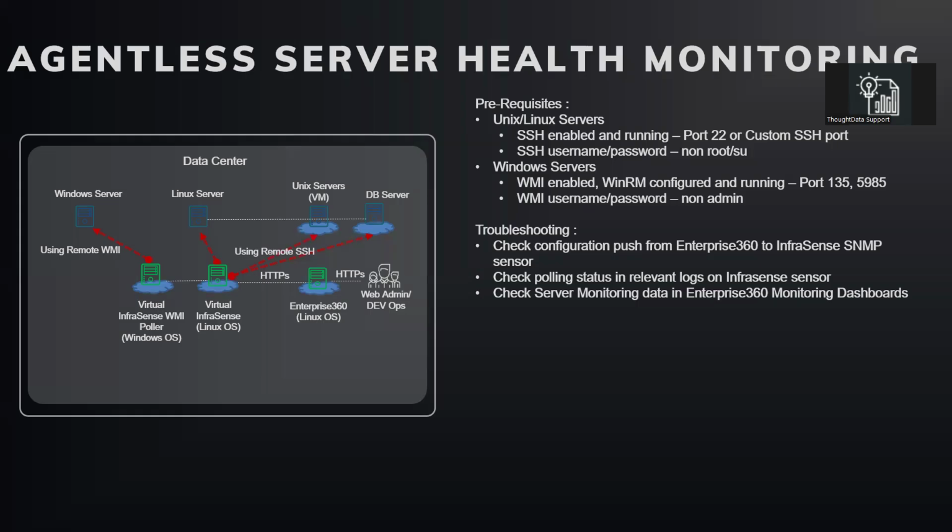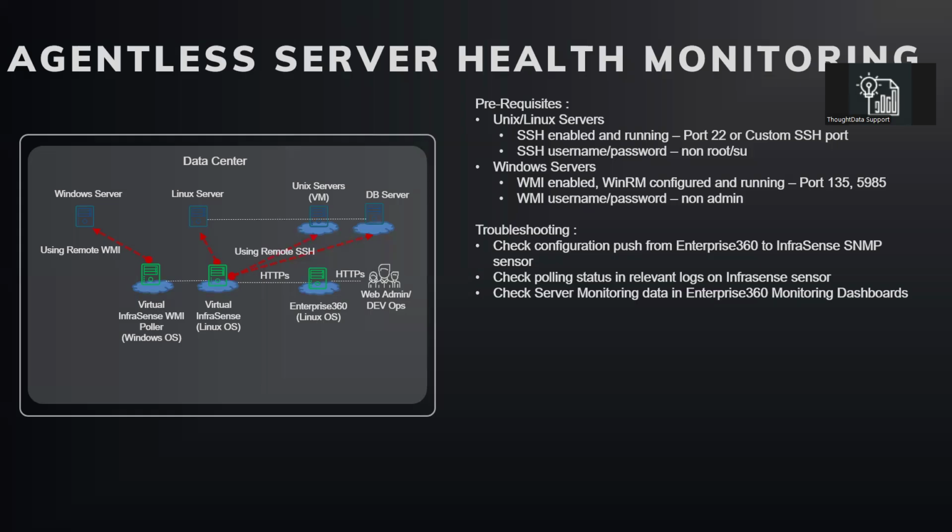Enabling WMI is more complicated than SSH. SSH on the Linux systems comes by default. Unlike WMI on Windows systems, it's not enabled by default. So you'll have to go through the Microsoft documentation to look at how to enable WMI.